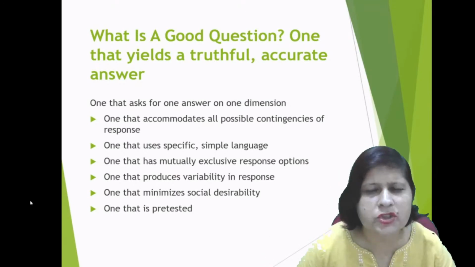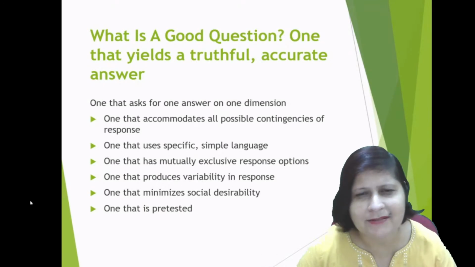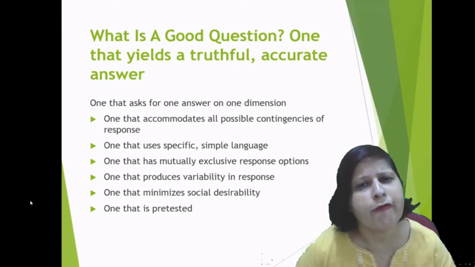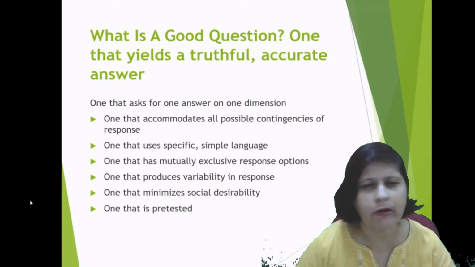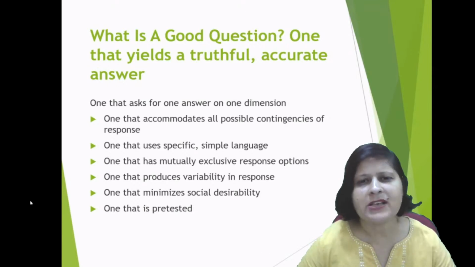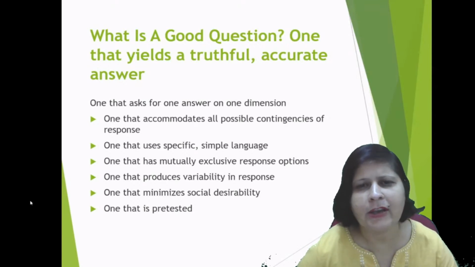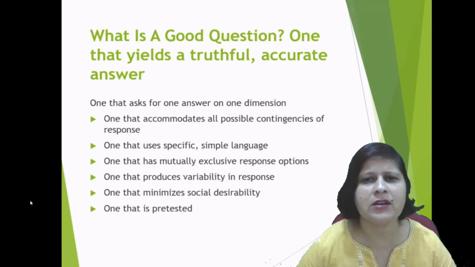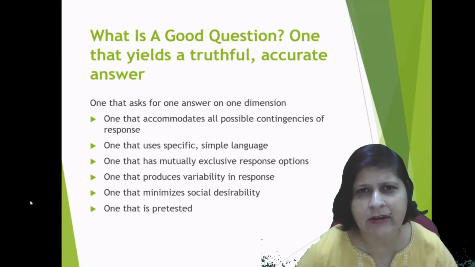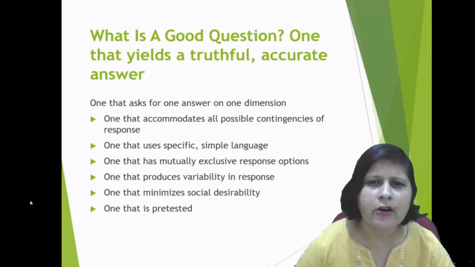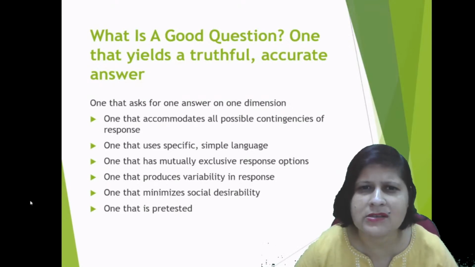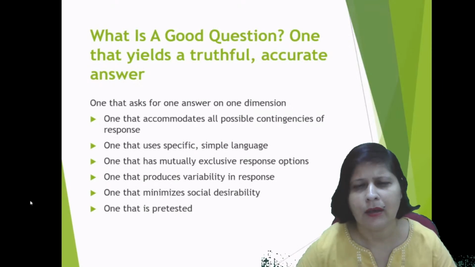One that minimizes social desirability, and one that is pre-tested. Your questionnaire should be pre-tested. You should know the Cronbach's alpha value of your questionnaire. What is the Cronbach's alpha value? The Cronbach's alpha of any good questionnaire should be more than 0.7. If it is less than 0.7, then that questionnaire is not considered good. If the alpha value is equal to or more than 0.7, then that questionnaire is considered to be good.